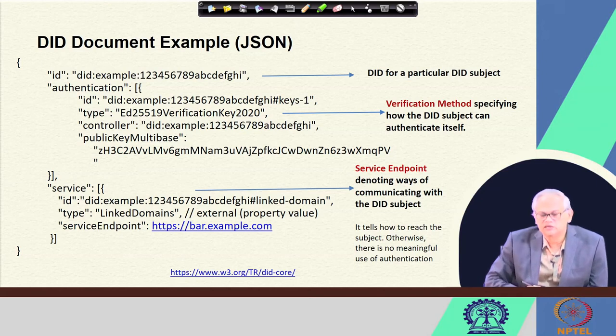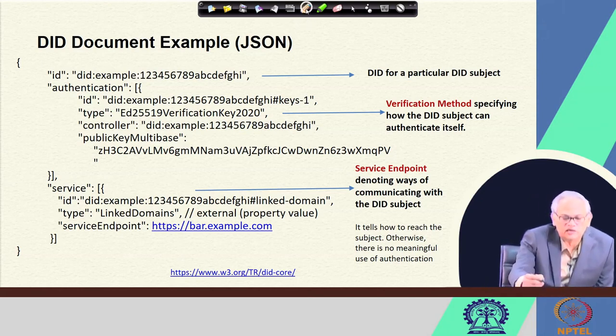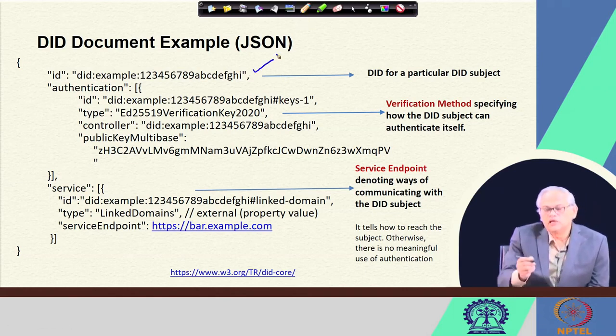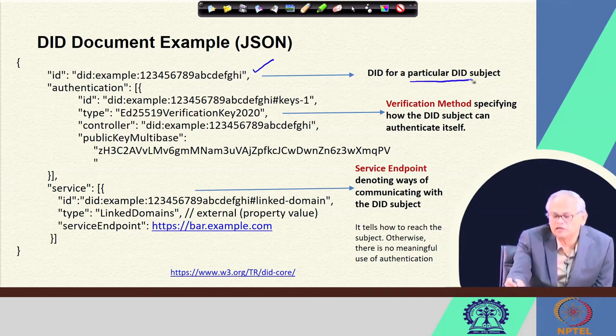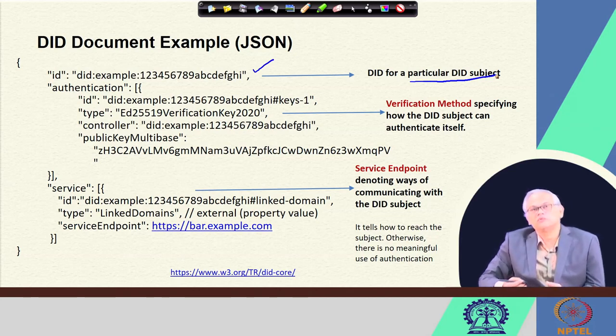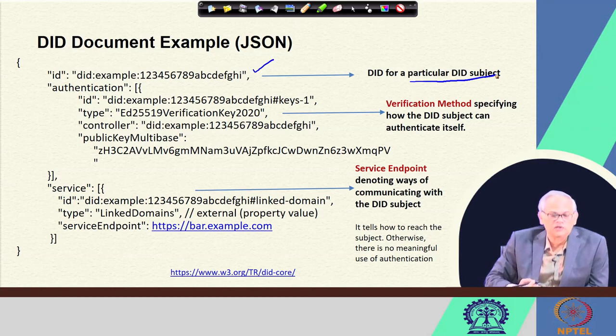So, what we see here is that this is important to understand that we have the ID here. This is the first thing, the ID, as we said that this is for a particular deed subject, and then we have the authentication, which talks about how this verification would be done, how this deed subject can authenticate itself. So, it is mentioned that it would be done using this public key multi-base, and it is written in this format.